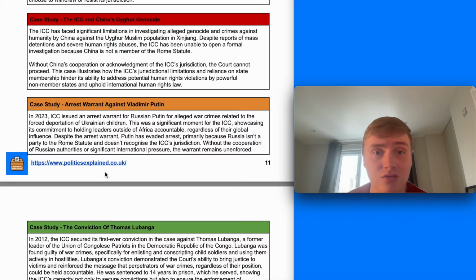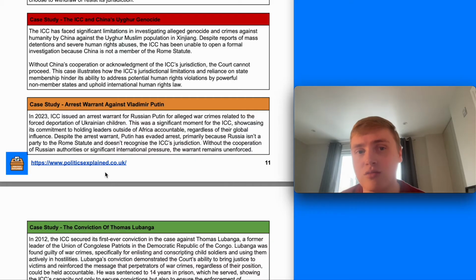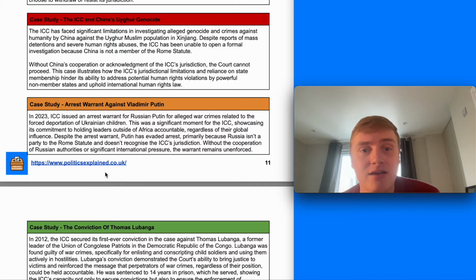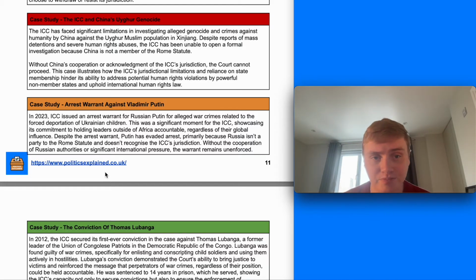So despite reports of mass detentions and severe human rights abuses, the ICC has been unable to open a formal investigation, as China isn't a member of the Rome Statute. And this really shows how the ICC is limited by its reliance on state membership and state willingness to become a member of the Rome Statute, which they're of course not going to do if they're going to get prosecuted.